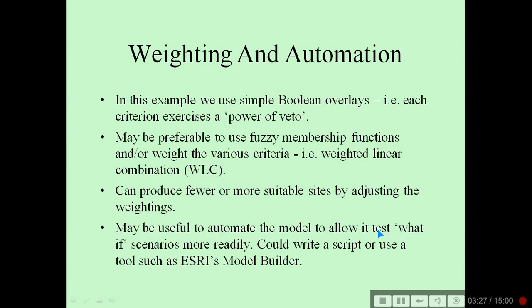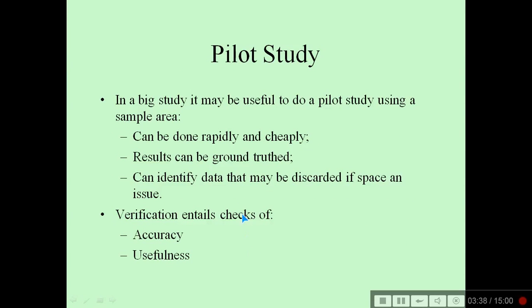It may be useful to automate the models to allow us to test what-if scenarios more readily, and we could write a script or use a tool such as Esri or any other software's model builder. In a big city study, it may be useful to do a pilot study using a sample area, which can be done rapidly and cheaply. Results can be ground truthed and can identify data that may be discarded if space is an issue. And verification again is done for accuracy and usefulness.